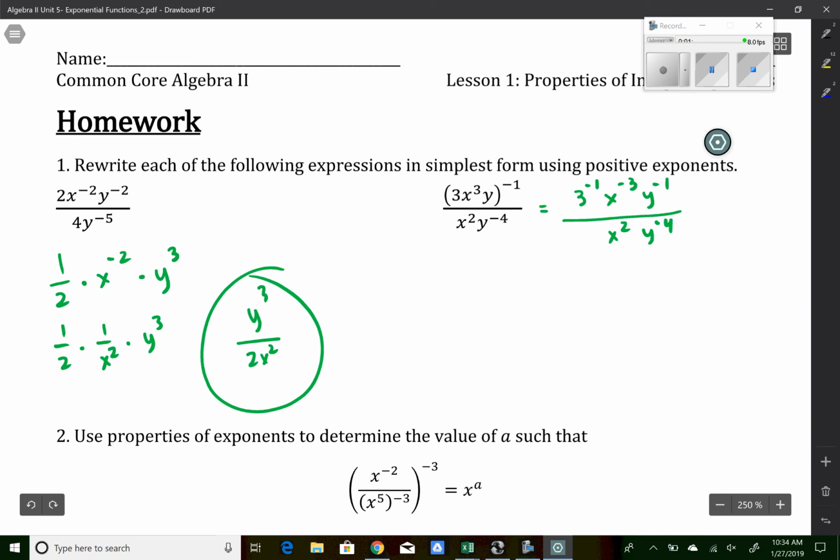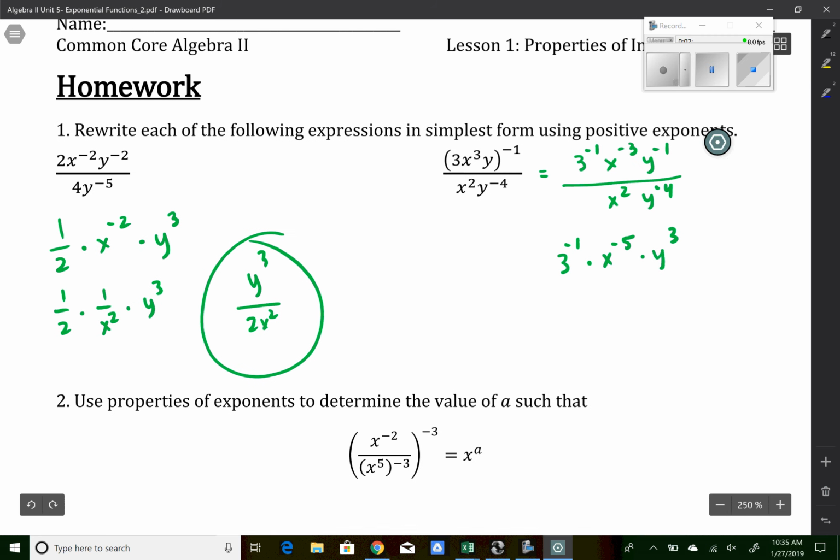So again, rewrite everything separate and simplify what you can. 3 to the negative 1 is just going to kind of stay for now. Negative 3 minus 2 becomes x to the negative 5. Again, we're just subtracting those exponents. Negative 1 minus negative 4 becomes y to the positive 3. Then anything with a negative exponent, I take the reciprocal of. Reciprocal of 3 is 1/3, 1 over x to the 5th, and y to the 3rd. So we wind up having our final answer here of y to the 3rd divided by 3x to the 5th.